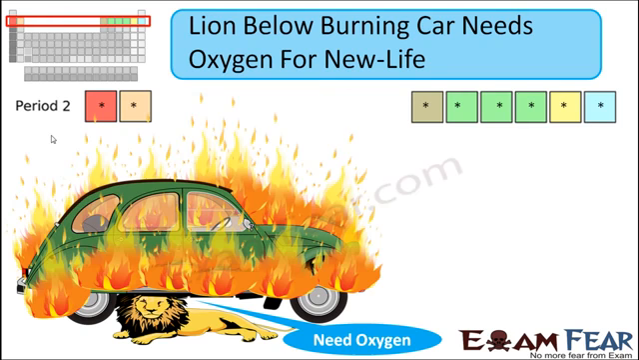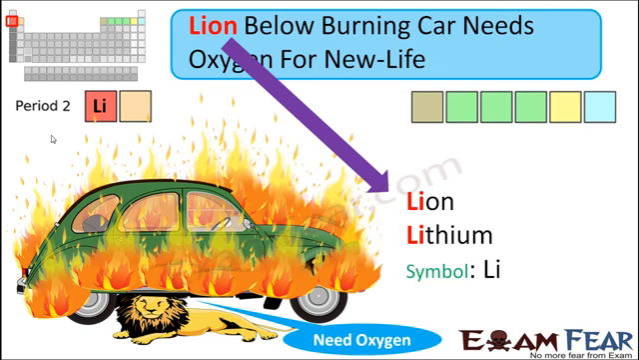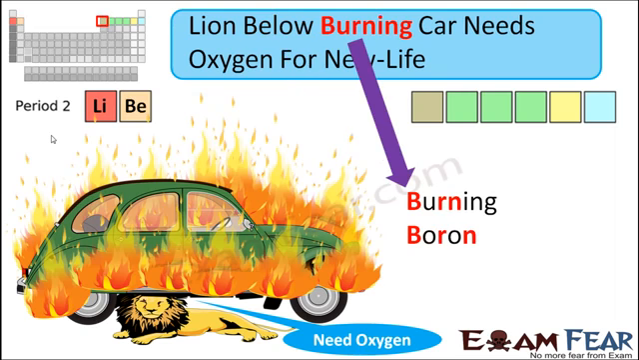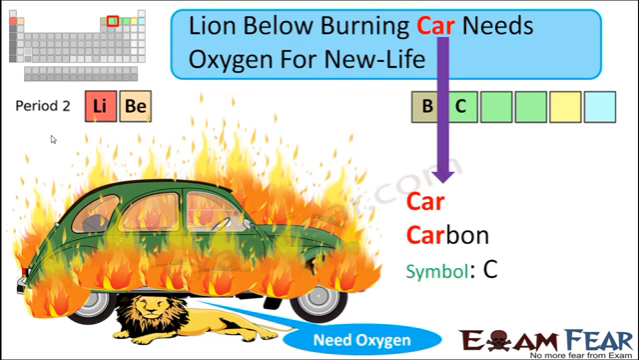So what does this remind us of? Lion reminds of lithium. Li in lion, Li in lithium. So lion reminds of lithium. Below reminds of beryllium. So Be. So below is beryllium. Burning reminds of boron. So burning is boron. Car, of course, reminds of carbon with symbol C.